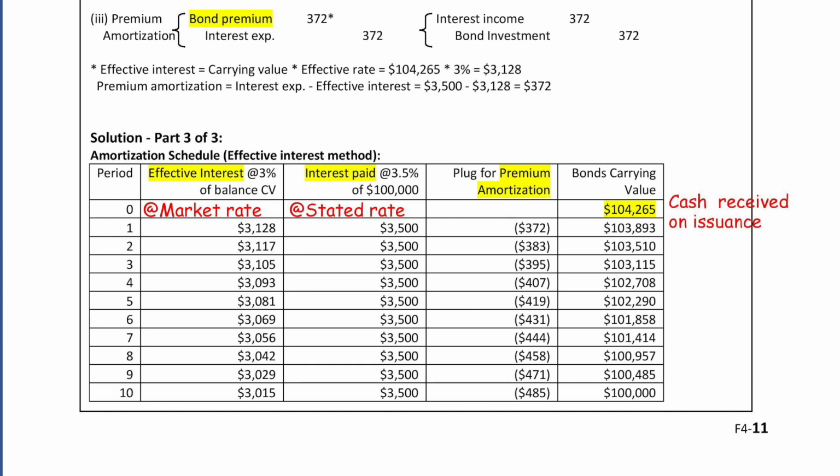Now since we need to move from 104,265 to $100,000 by the time the bonds mature, we need to amortize the premium of 4,265 over the 10 periods across 5 years. So under the column for premium amortization, put a bracket for all the 10 periods and write total equals $4,265.